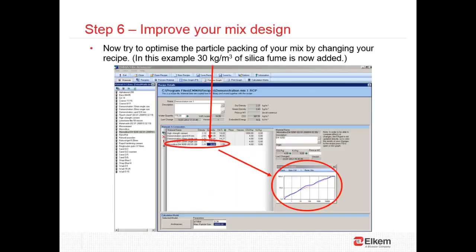Make adjustments to your mix. In this case, 30 kilos of silica fume has now been added, and you can see how it has changed the blue line on the graph. Changes can be made by adding materials or removing materials. If you wish to remove a material, highlight the quantity and use the red X in the column on the left of the recipe box. New materials can be added as previously.